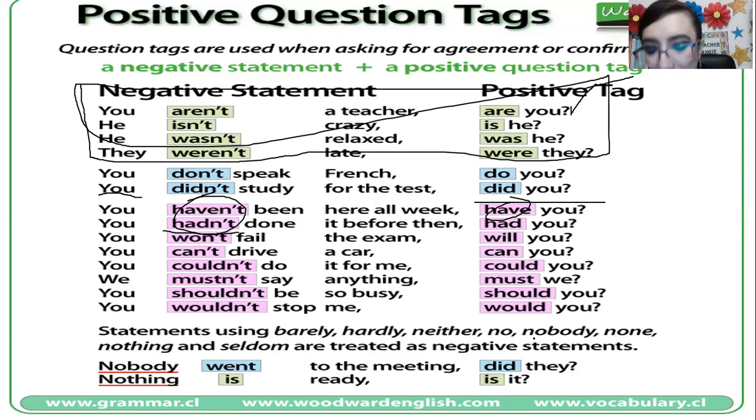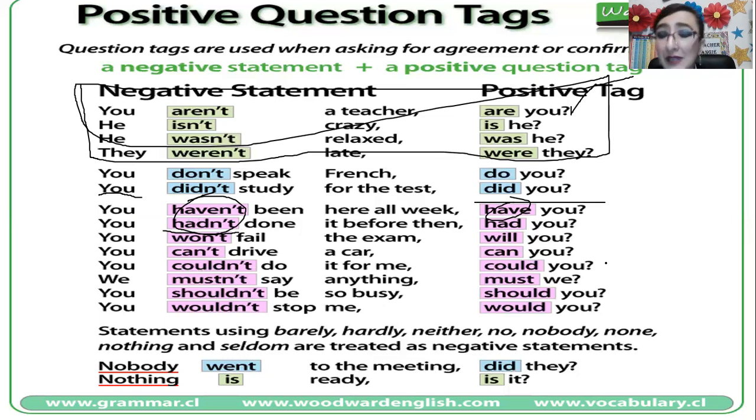The negative ones are easier because you already have the auxiliary verb here, and the only thing you need to do is to use it in your question tag. And indeed, as we were saying, we can use tag questions in each tense. Don't worry about that, okay?